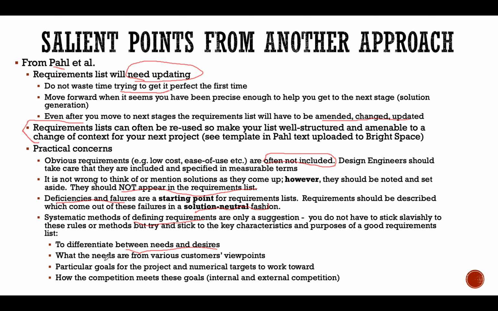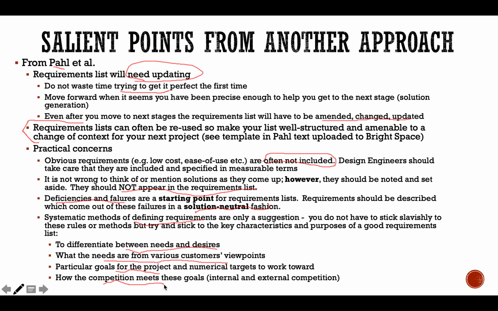You can't assume. And that story overlaps the idea that there are various customers. Okay, and I just labeled three: the owners, the employees, and the actual consumers of the product. In this case, the product is not a physical product; it's an experience. Particular goals for the project and actual numbers to work toward, and looking at the competition, benchmarking. So these are kind of not the four, but four key areas that requirements lists are trying to get at. Okay, so just don't lose sight of that.